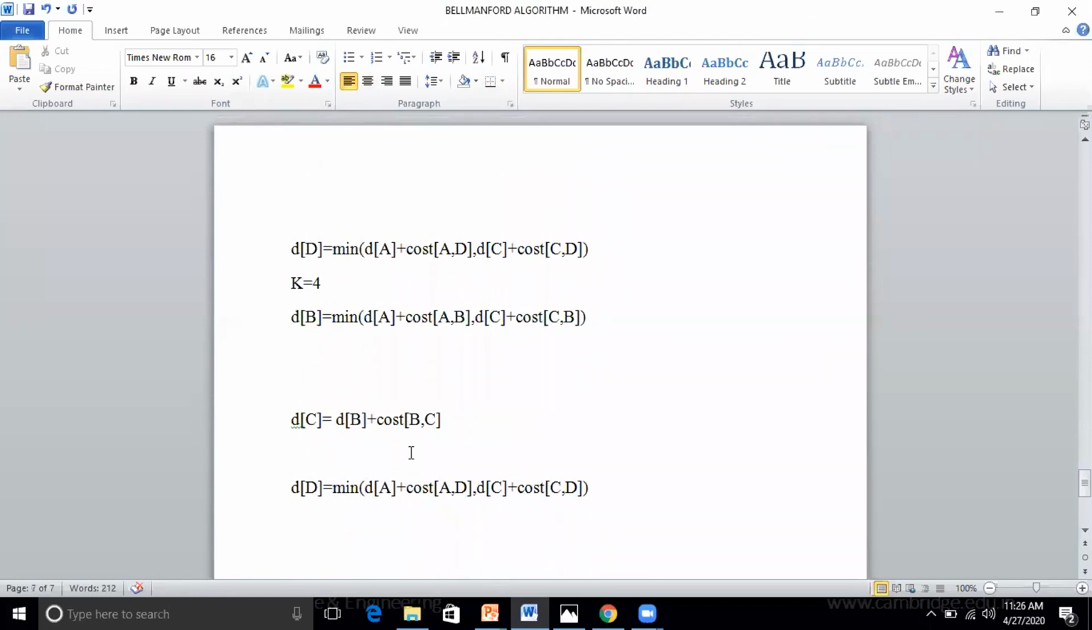Okay, so now the last iteration we will compute. Min of 0 plus 3, comma, D of C is what? 2, isn't it? Yes, sir. 2 plus minus 4. You get what? Minus 2 itself. Correct? Minus 2.